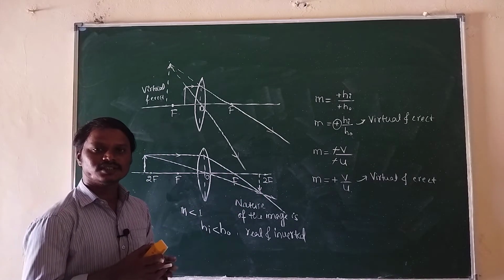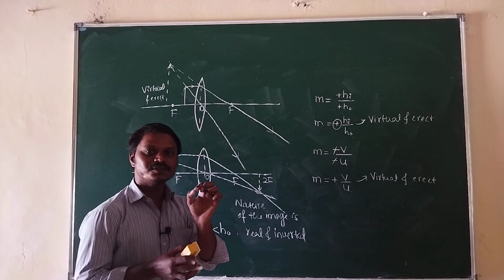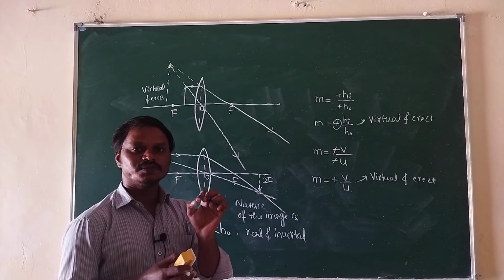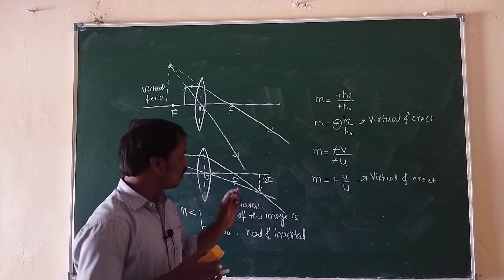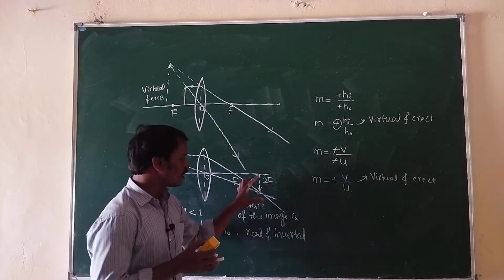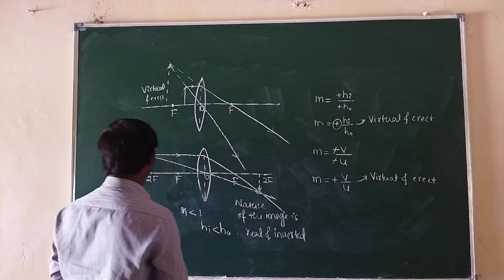Why the magnification is equal to -1? The negative sign indicates that the nature of the image is real and inverted, and 1 indicates that the size of the image is equal to the size of the object.